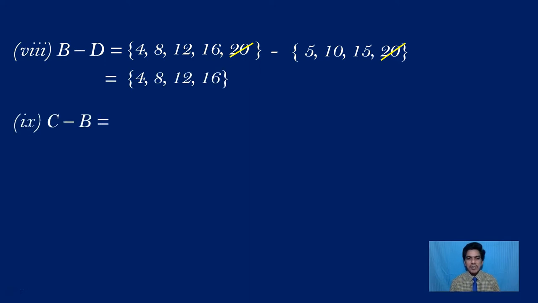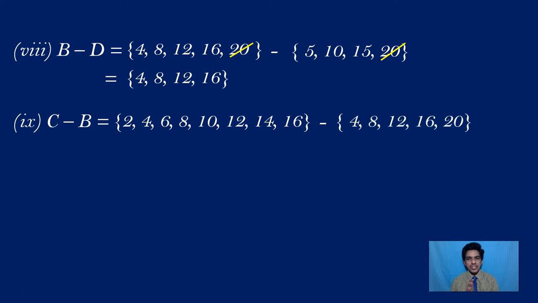Now, let us find C minus B, the ninth question. Set of 2, 4, 6, 8, 10, 12, 14, 16 minus B, which is the set of 4, 8, 12, 16 and 20. Now, what are the common elements to both the sets? We have 4, 8, 12 and 16. Now, what are the elements that are remaining in the first set? We have 2, 6, 10, 14. That is C minus B.